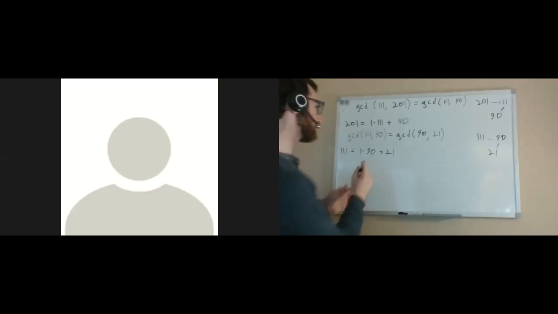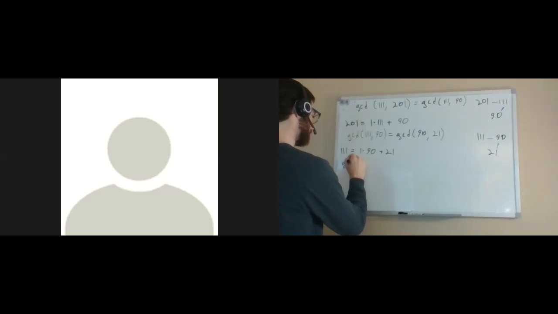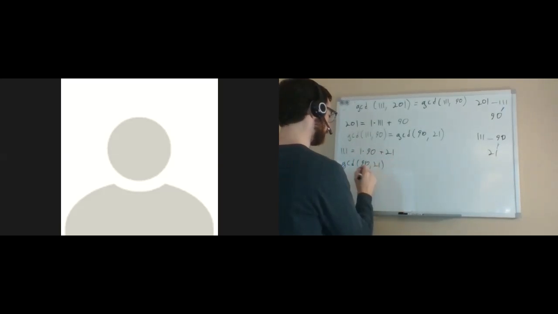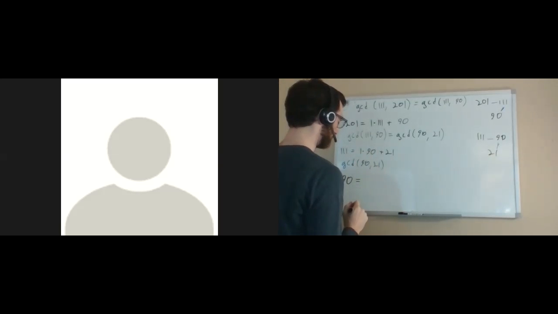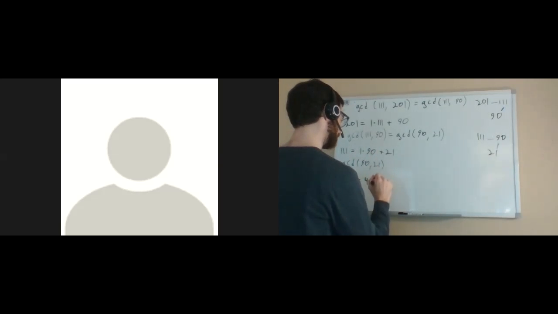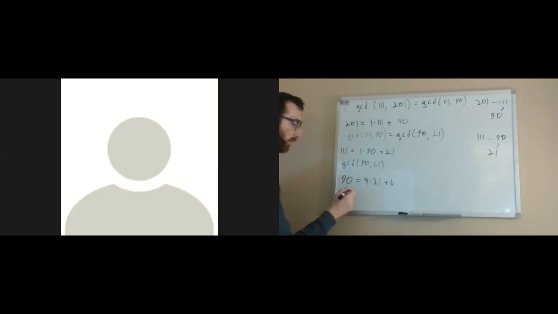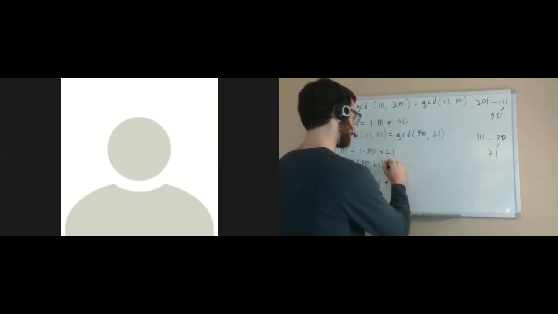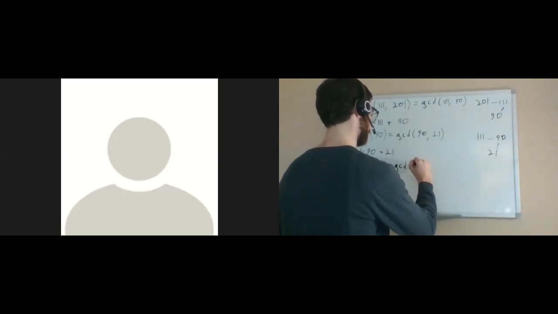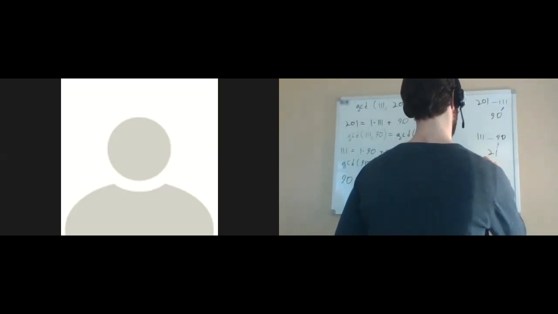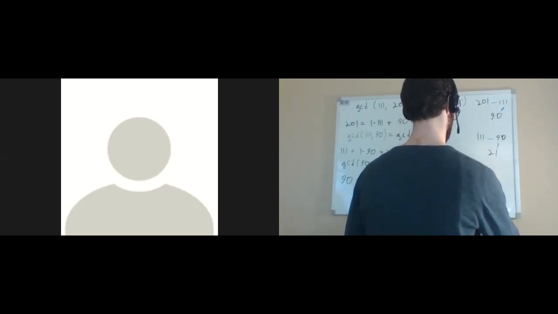And it's still not obvious to me what the GCD of these two is, so I now find the GCD of 90 and 21. Well, I once again write 90 as being equal to 4 times 21, that'll get me 84, plus 6. Once again, this relationship says the GCD of 90 and 21 is the same as the GCD of 21 and 6.